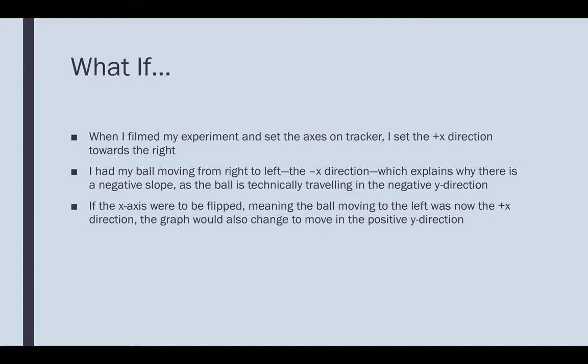When this experiment was filmed and I set the axes on Tracker, I set the positive x direction towards the right. I had my ball moving from right to left in the negative x direction, which explains why there's a negative slope on the graph, as the ball is technically moving to the left. If the x-axis were to be flipped, meaning the ball moving to the left was now the positive x direction, the graph would also change to move in the positive y direction and give a positive slope.